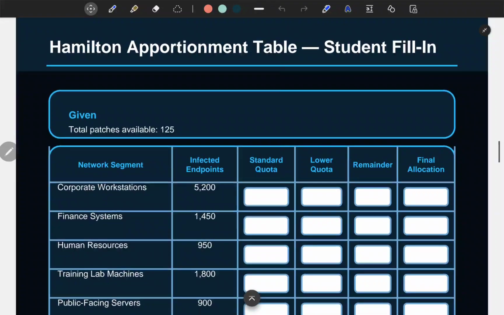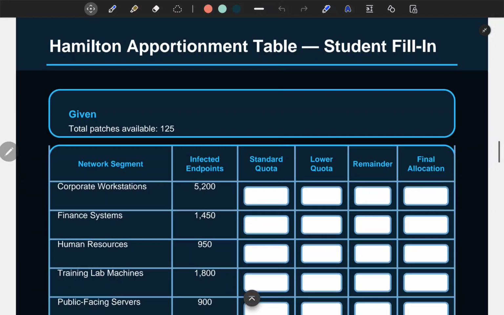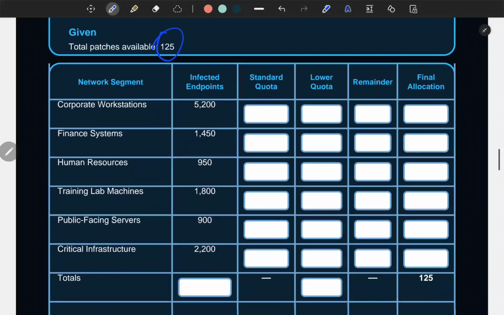So for this table, as I said, they gave you everything that you needed. You don't have to create your own table. We know that we have a total of 125 patches available, but that's not going to be enough for all these infected endpoints.